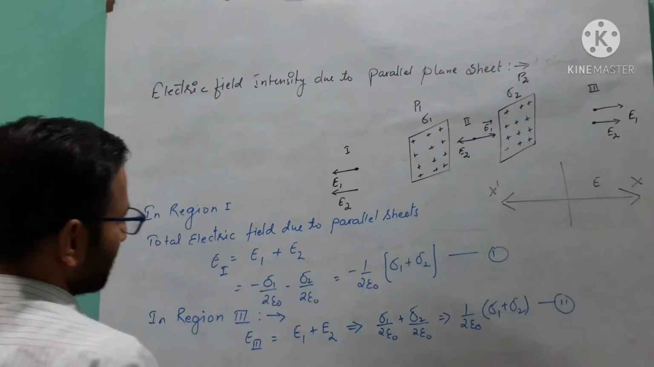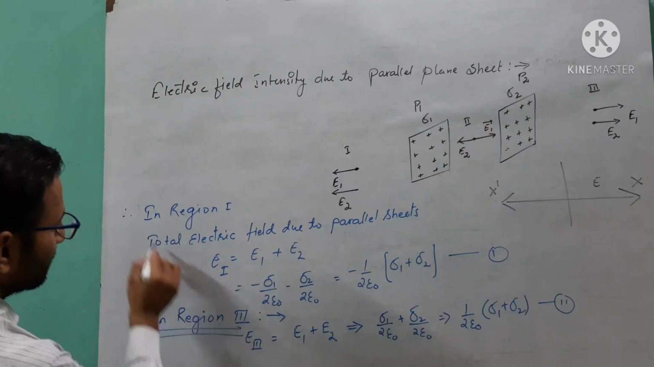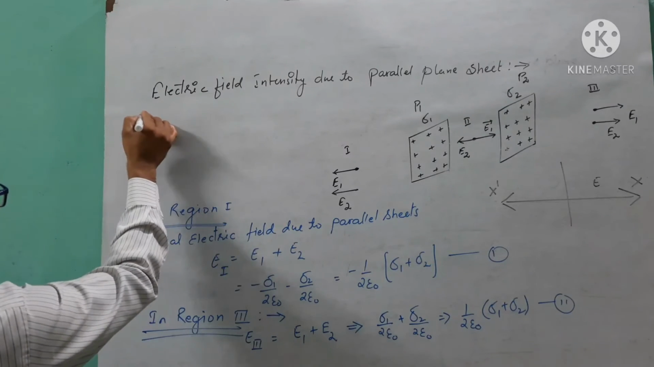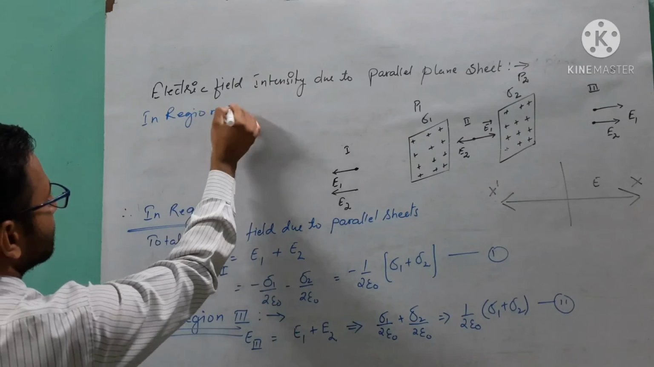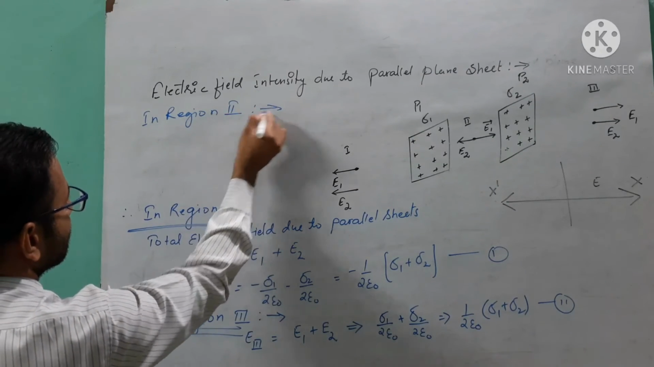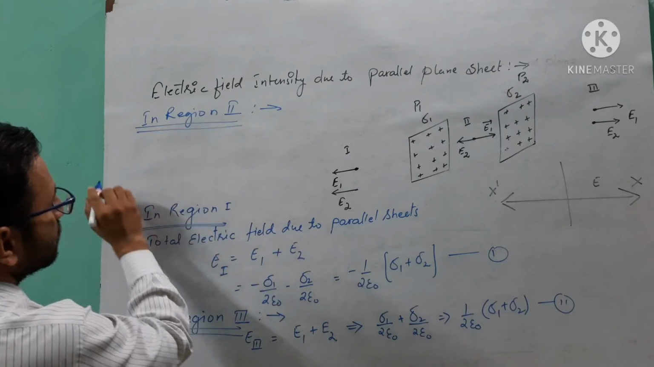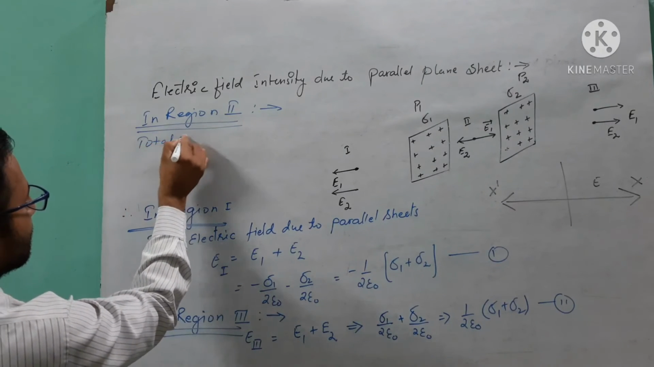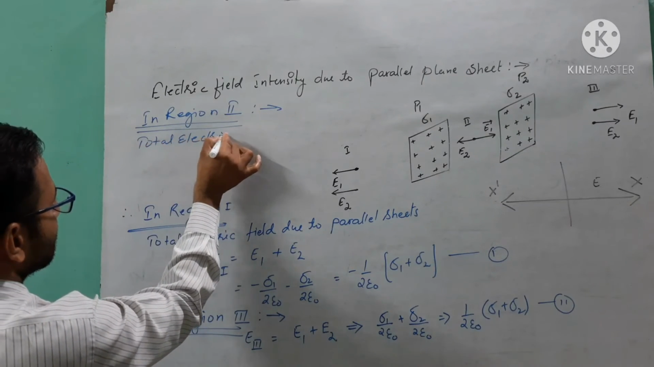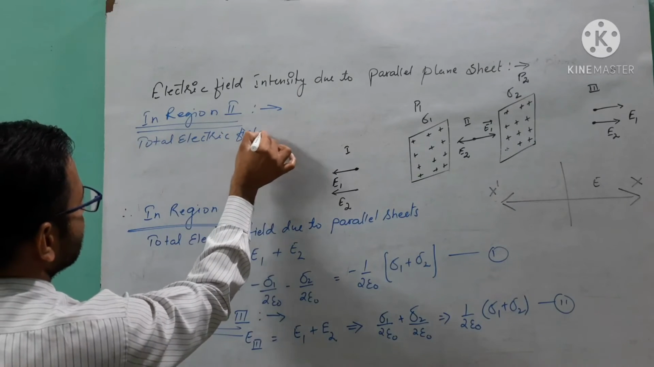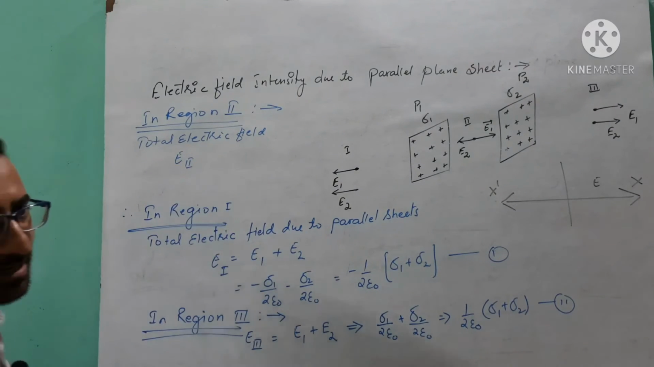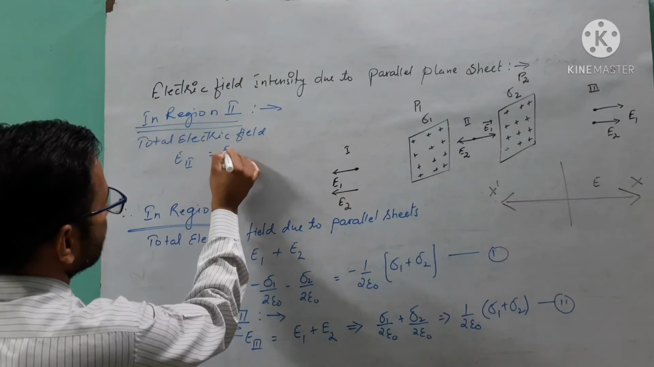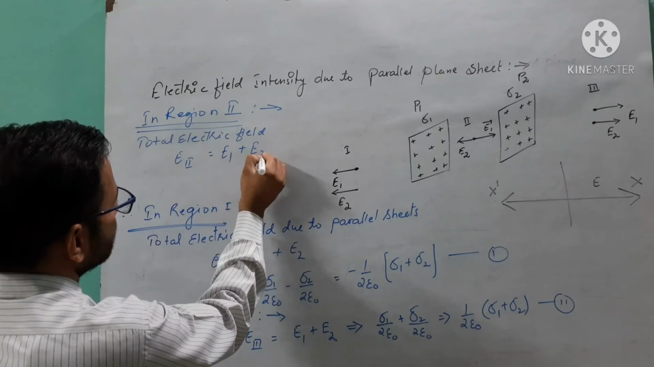Now the second region, this is our third region, this is our first region. Now in region 2, what comes? In region 2 the total electric field E2 is equal to E1 plus E2 once again.